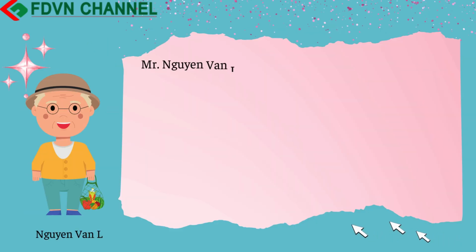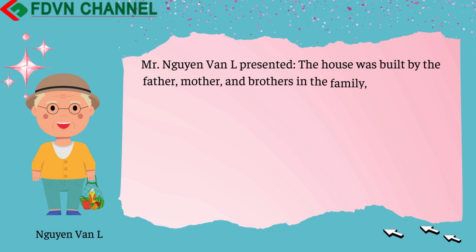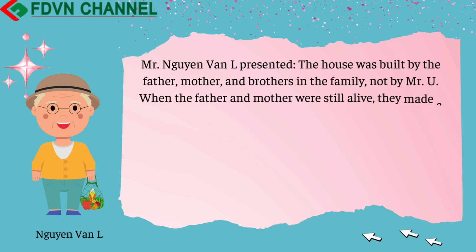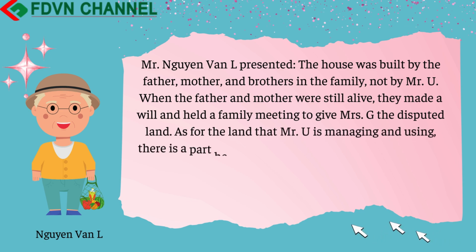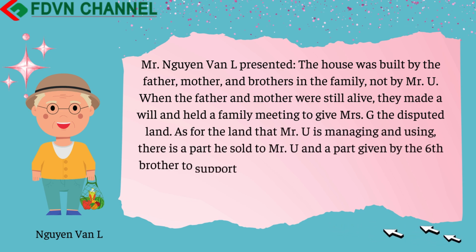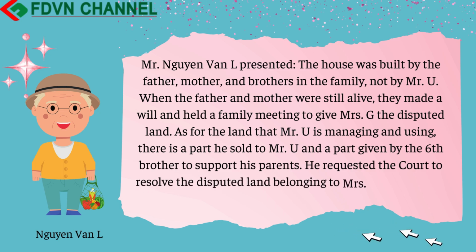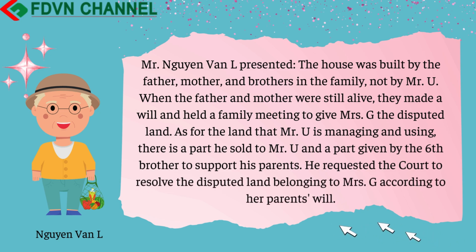Mr. Nguyen Van L presented. The house was built by the father, mother, and brothers in the family, not by Mr. Yu. When the father and mother were still alive, they made a will and held a family meeting to give Mrs. G the disputed land. As for the land that Mr. Yu is managing and using, there is a part he bought from the seventh brother and a part given by the sixth brother to support his parents. He requested the court to resolve the disputed land as belonging to Mrs. G according to her parents' will.